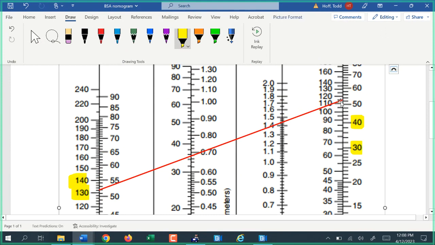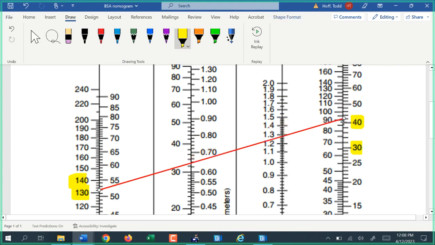So I'm going to take this end here, if I can get a hold of it. There we go. I'm going to pull it down right there between 30 and 32. That's 31. Now let's see where it crosses over here.